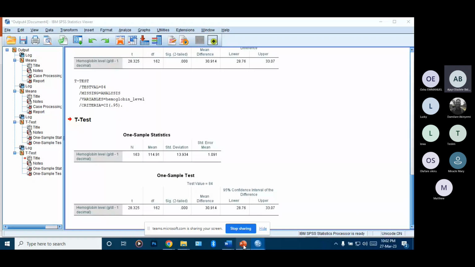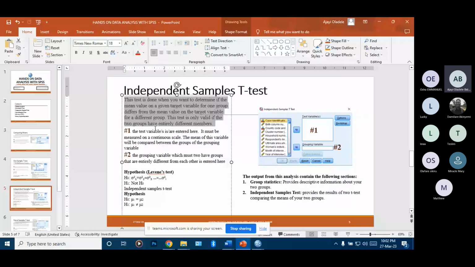Now, on the independent sample t-test, we said this test is done when you want to determine if the mean value on a given target variable for one group differs from the mean value on the target variable from a different group. Let me explain. Now, this test is only valid when... now, when we go to our SPSS test, SPSS we understand very well.